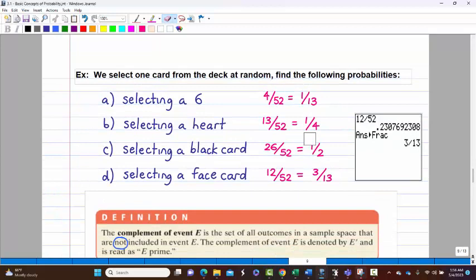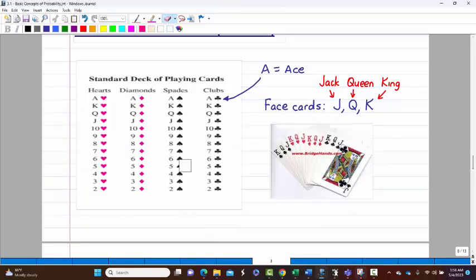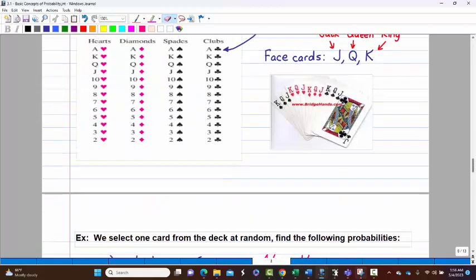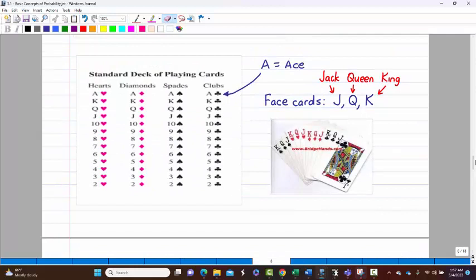Probability of selecting a black card. We have 2 suits, spades and clubs, 13 each, that are black cards. So 13 plus 13 will be 26. So it's 26 out of 52, which reduces to 1/2. So you basically have a 1 in 2 chance you'll pull a black card out of there at random, which kind of makes sense, I think, because half of them are red and half of them are black.